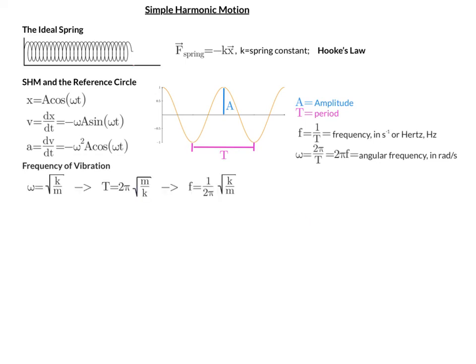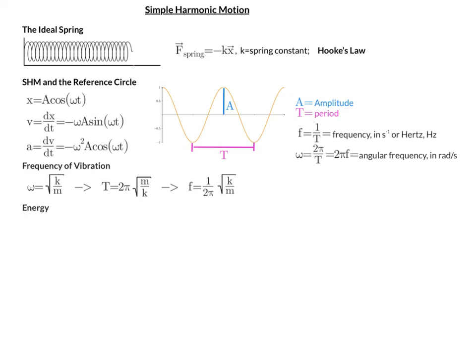So here is the equation again, and if we use these two relationships between angular frequency, period, and frequency, we end up with the period of vibration being 2 pi times the square root of m over k, and the frequency being 1 over 2 pi times the square root of k over m.